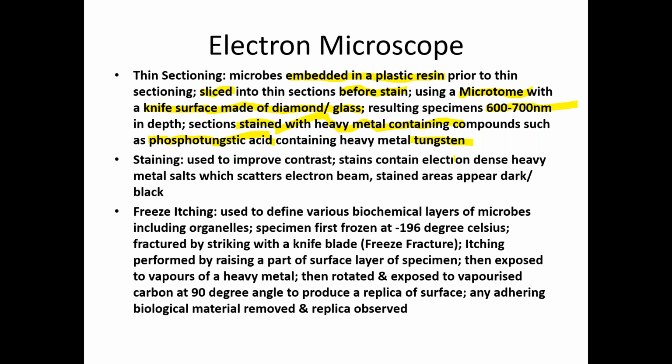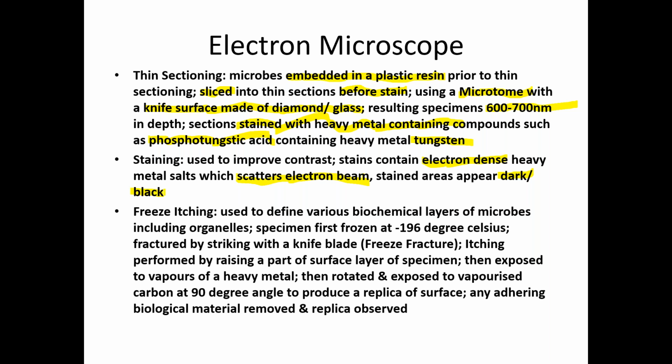Now here we are using stains containing electron dense heavy metal salt which scatters the electron beam. So that is the purpose why we are using heavy metal containing compounds. We have to use stains which contain electron dense heavy metal salt. They are electron dense in nature. Fine. So that the electron beam will be scattered at high voltage. Clear? And the stained areas appear dark or black. Usually in an electron microscope, the stained areas will appear dark or black.